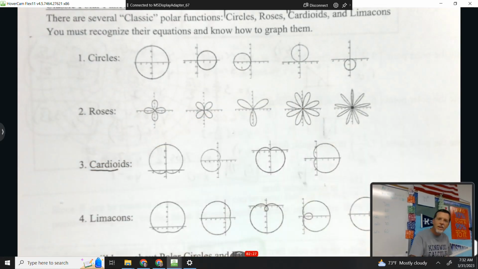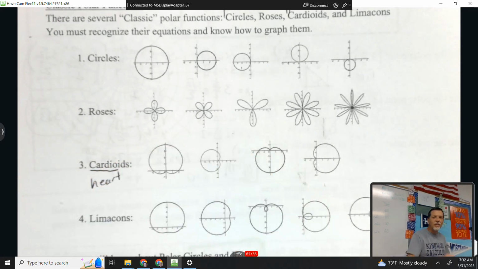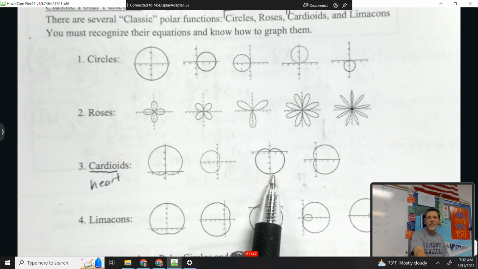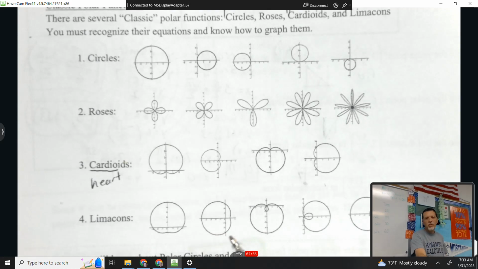Cardio. Recognize that word? Heart. And so, if you stretch your imagination a little bit, that one looks like a heart. You're like, kinda. Like, well, maybe. But that's where the name comes from. I don't know where limaçon comes from. So that's big picture where we're headed.